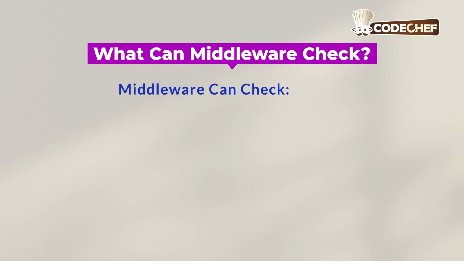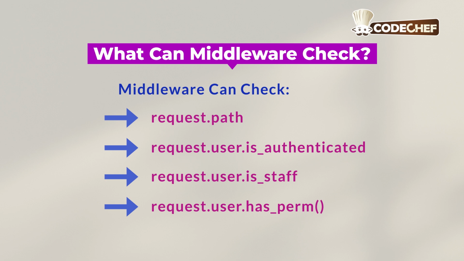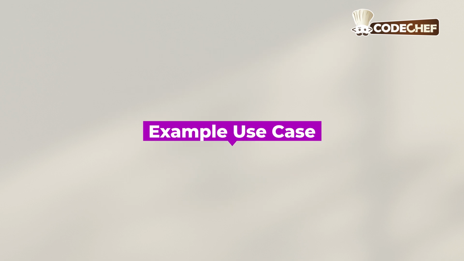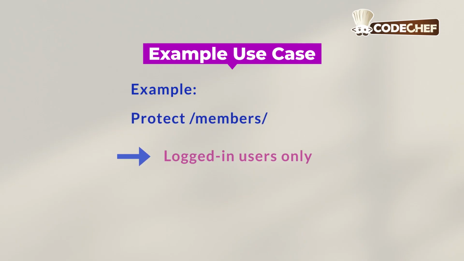Now what can middleware check? Inside middleware, we have access to the request object. That means we can check which URL is being accessed, whether the user is logged in, whether the user is staff, or whether they have specific permission. Now let's look at an example use case. Suppose we want every URL under the members path to be accessible only to logged in users. Now instead of adding the login required decorator everywhere, we can enforce this rule once using middleware.